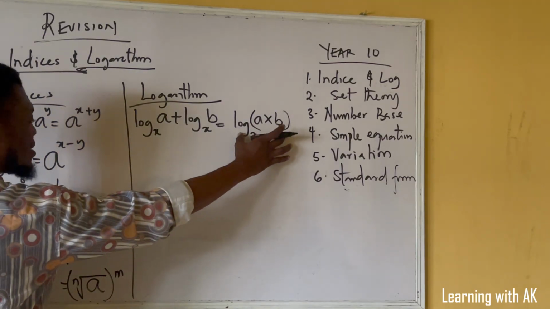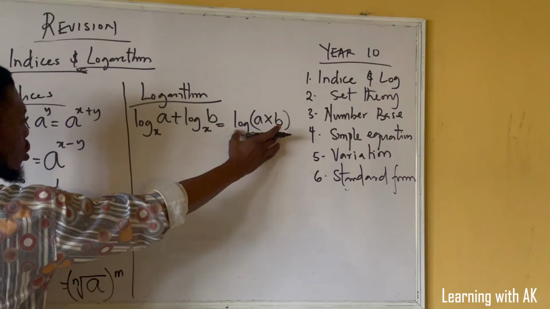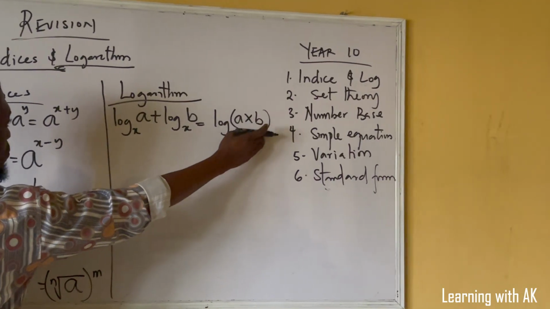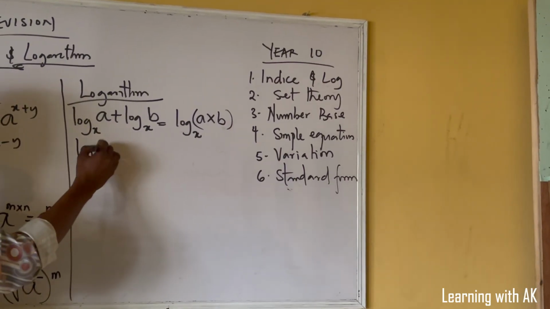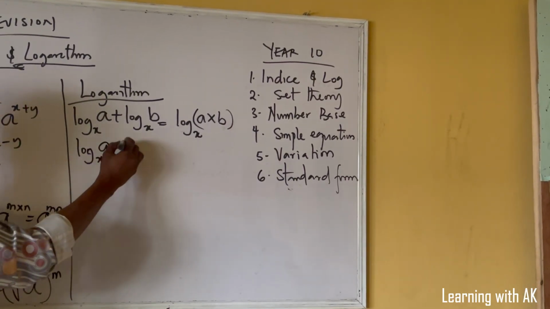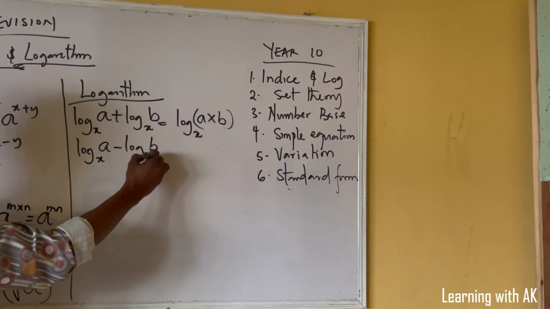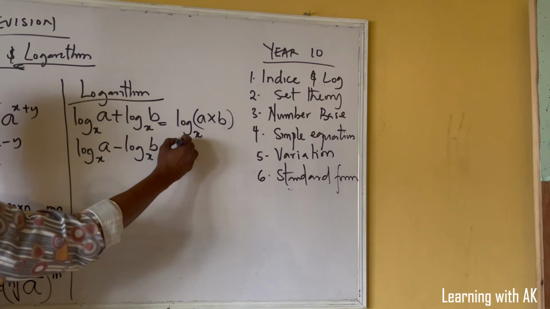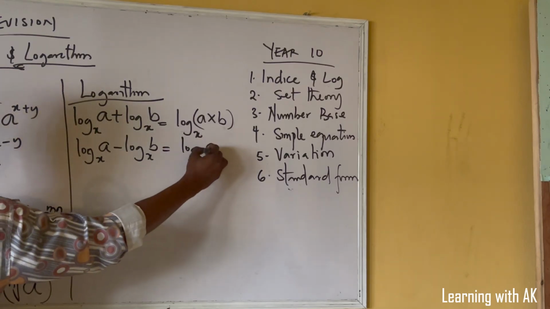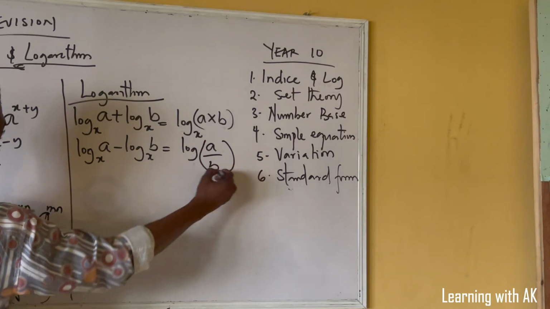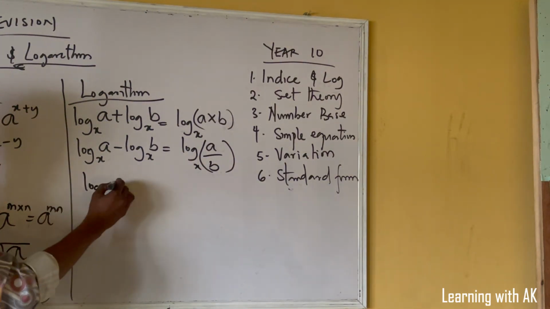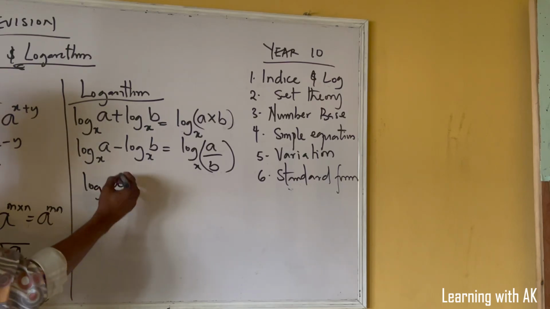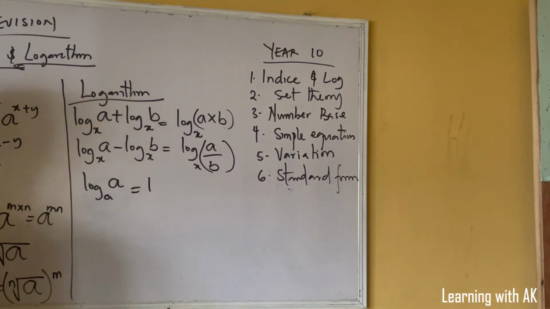So I can also rewrite this as this. If I have log a times b base x, I can separate it as this. Same thing if I have log a base x minus log b base x, it's the same thing as saying log a divided by b base x. Okay? If I have log a base a, log a base a is the same thing as what? 1.